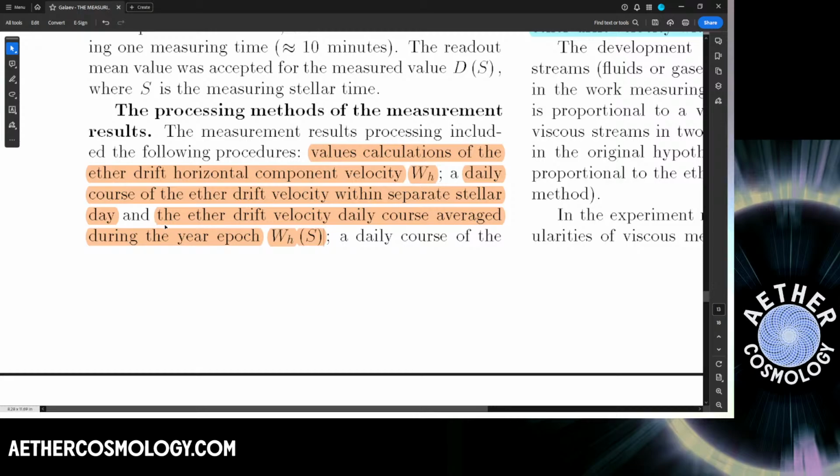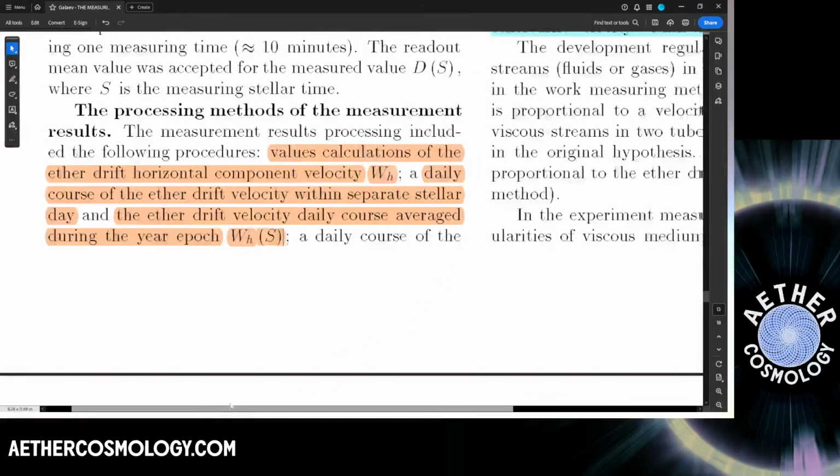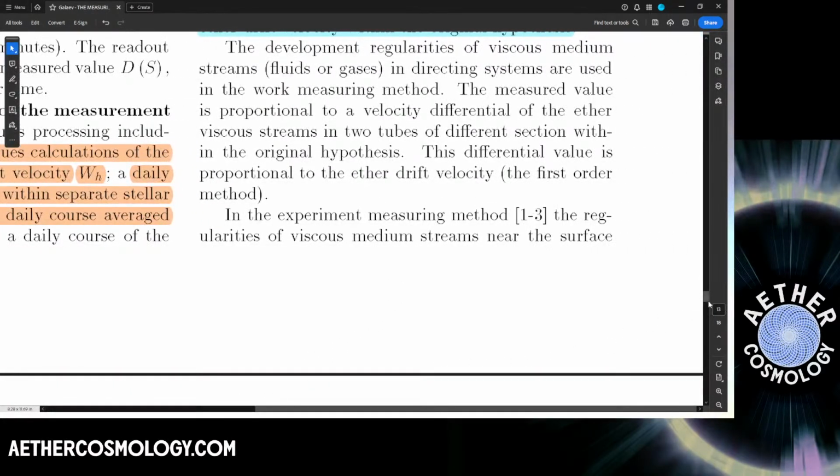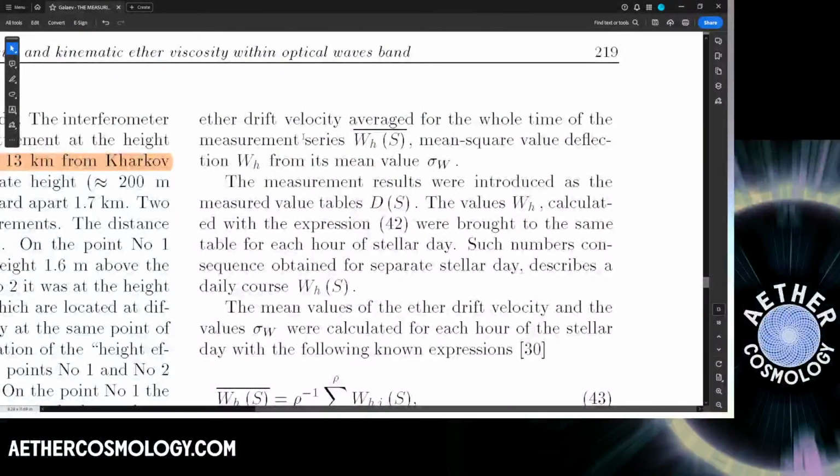All right. The ether drift velocity daily course average during the year epoch WHS, so the ether wind on sidereal time. The daily course of the ether drift velocity averaged for the whole time measurement series is WH in parentheses S. So WHS is ether wind sidereal time. The mean square value deflection of the ether wind from its mean value of, what is that?